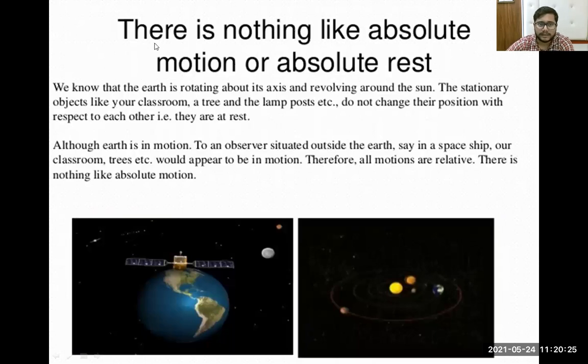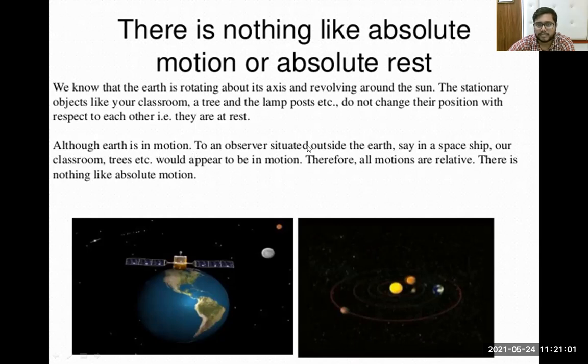Next, there is nothing like absolute rest or absolute motion, because now we will discuss a very important thing. We know that the earth is rotating about its axis as well as revolving around the sun. So stationary objects like your classroom, a tree or a lamp post do not change their position with respect to each other. So we can say that they are at rest, although the earth is in motion, rotating as well as revolving.